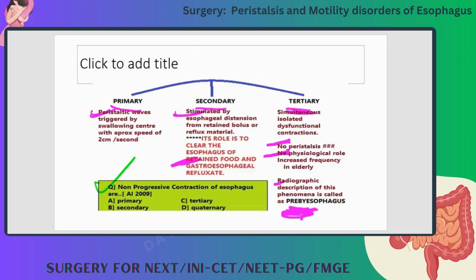Sir, in aged people it decreases the contraction. Yeah, this is seen in aged people, elderly people, and some neural pathologies. Sir, is it presbyesophagus or prebyesophagus? Yeah, it is presbyesophagus. Okay.